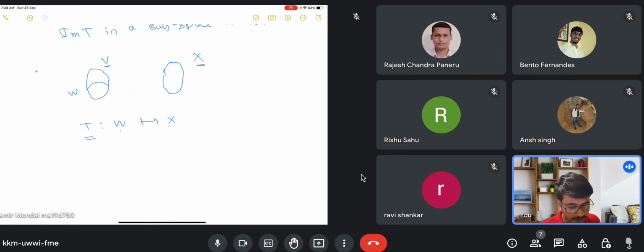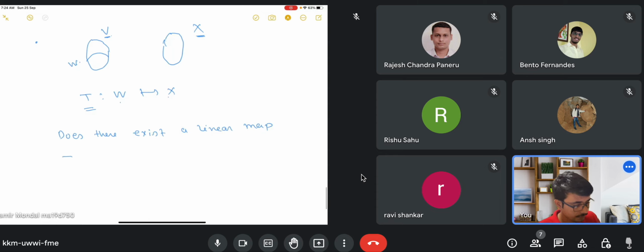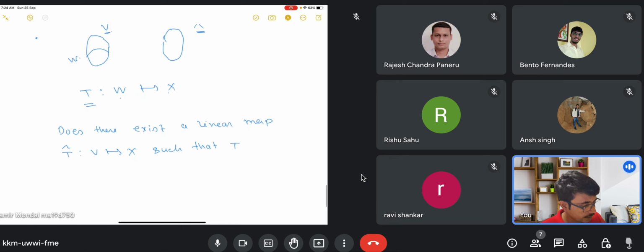So my question is, does there exist a linear map T tilde from V to, sorry, X, your codomain is X, such that T tilde of w equals T of w for all w belonging to this subspace W. Okay, please tell me.